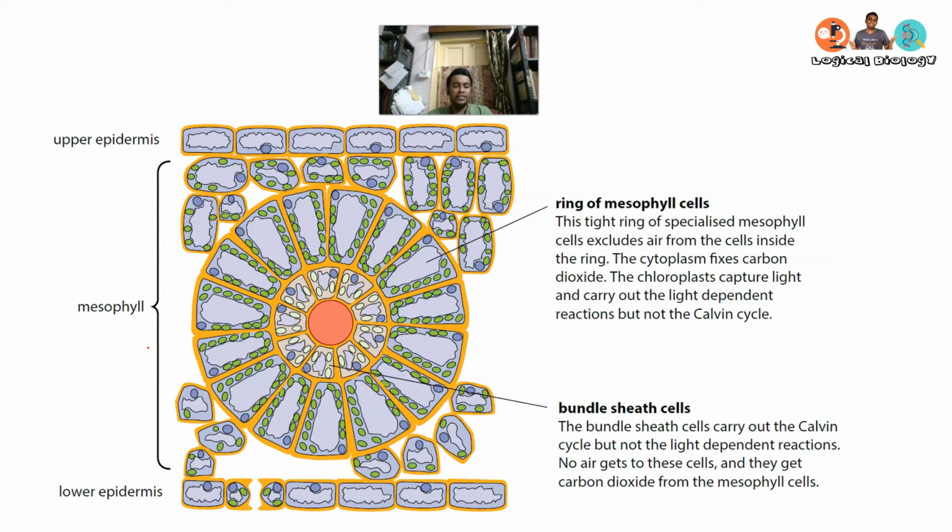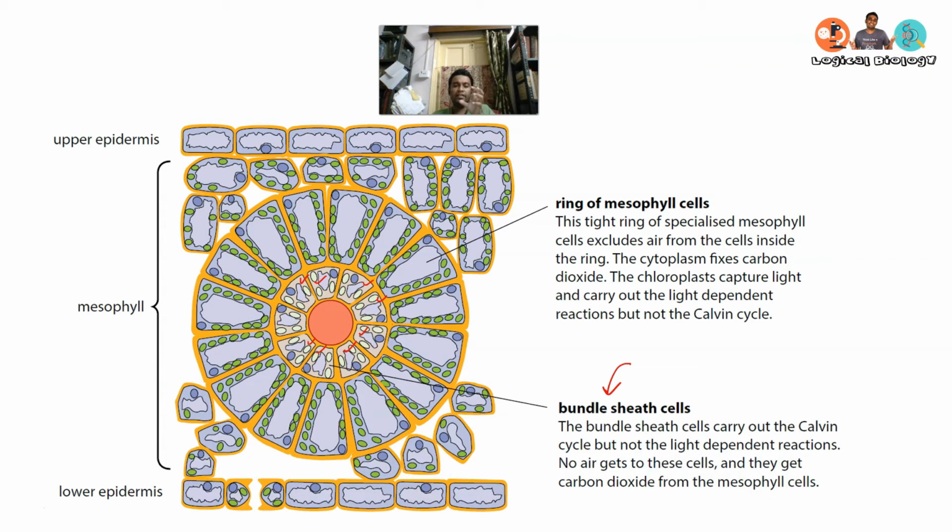Now, if you see in this case, this is a typical transverse section of a C4 plant's leaf. See, these are the cells which are present in a ring, and these cells are said to be bundle sheath cells.